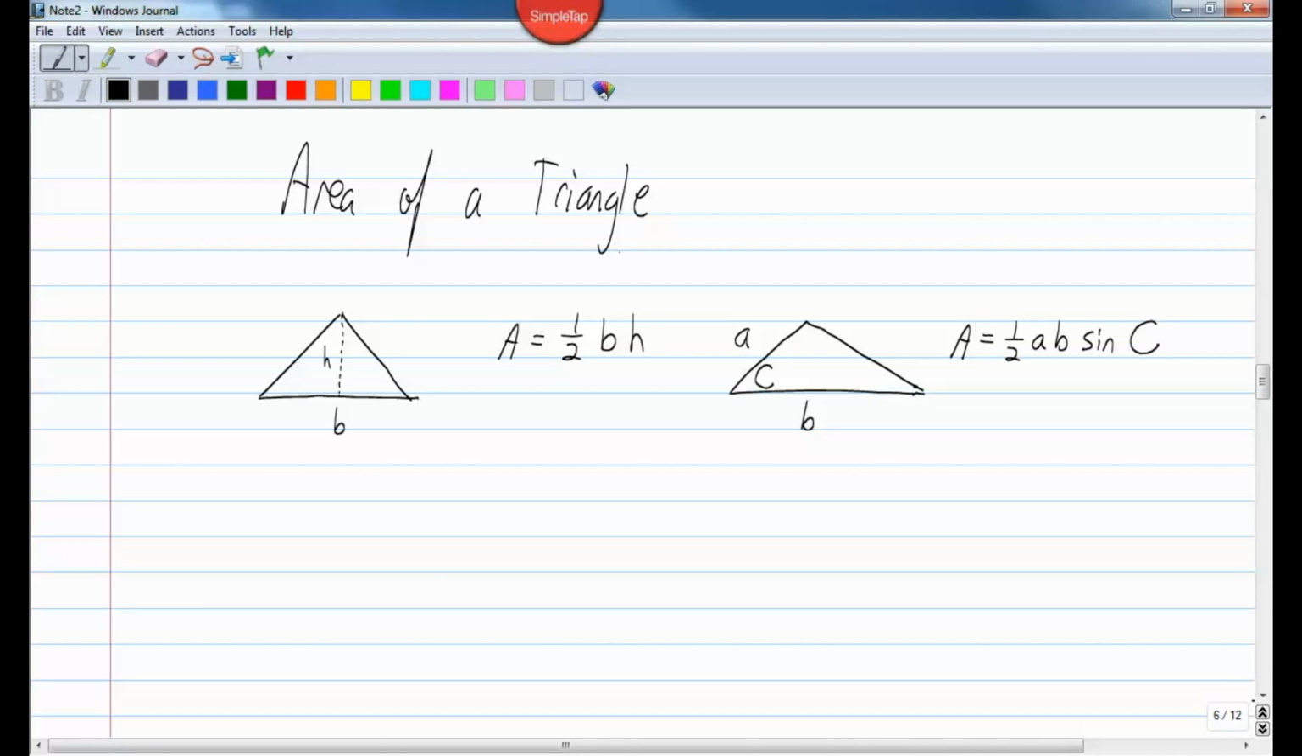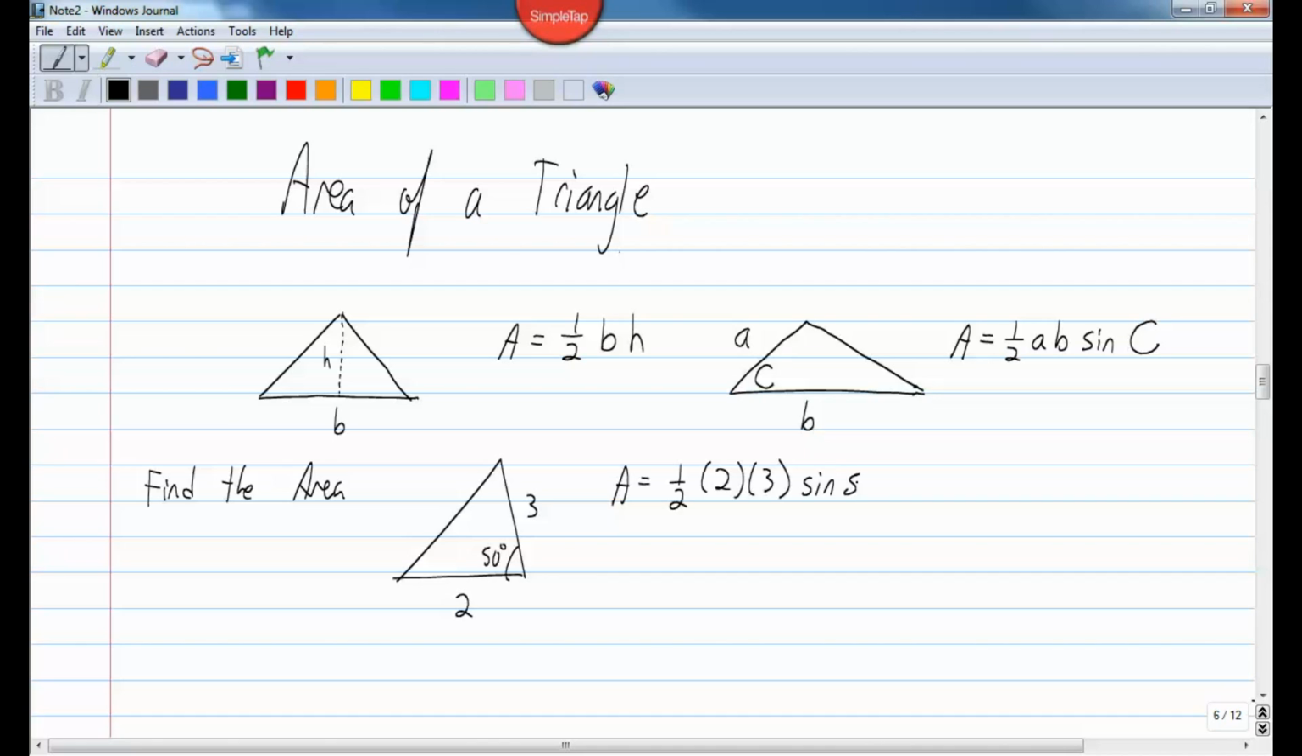So, for example, let's say that I wanted to find the area of this triangle. Let's say this side was 2, this side was 3, and this angle measure was 50 degrees. Then I can find the area by saying 1/2 times the product of the two sides times the sine of the angle measure that they make.